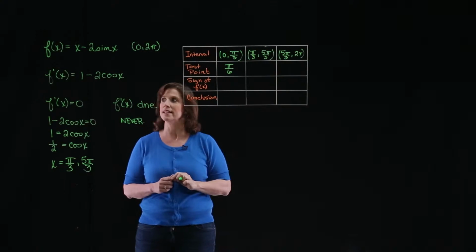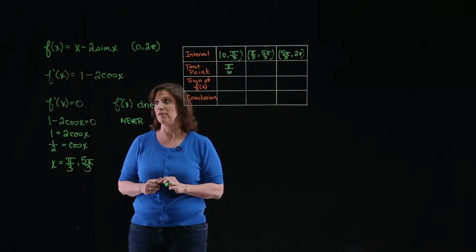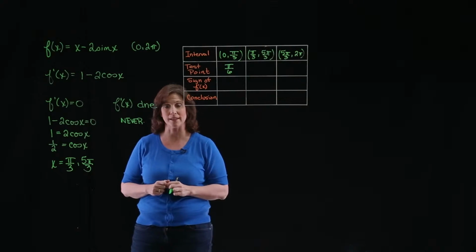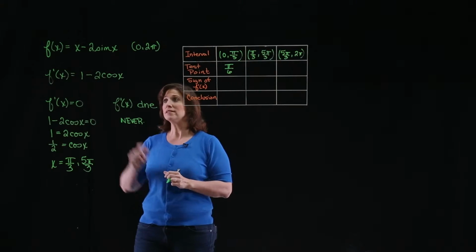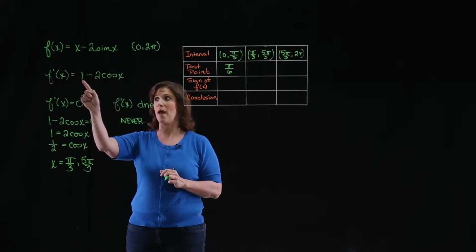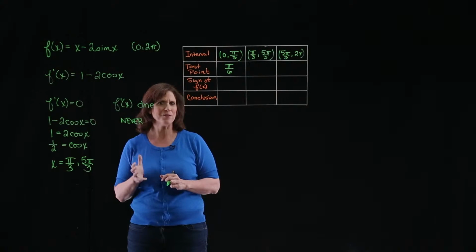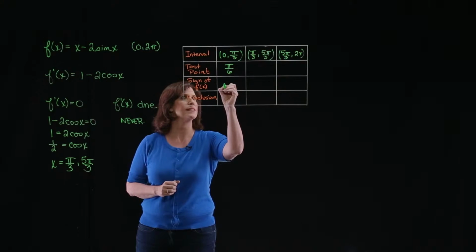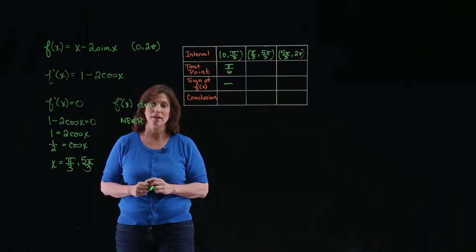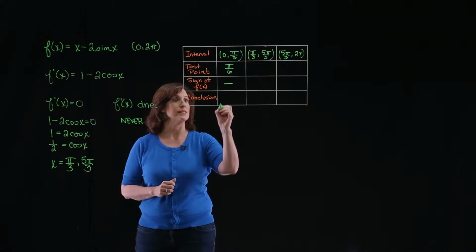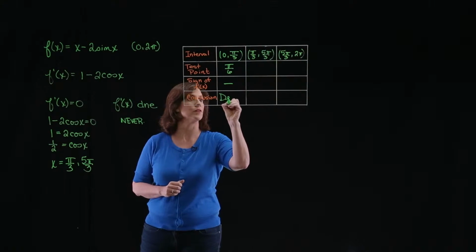I'm going to take pi over 6 and plug it into the derivative. So this will be 1 minus 2 times the cosine of pi over 6. The cosine of pi over 6 is the square root of 3 over 2. 2 times square root of 3 over 2 is just root 3. And 1 minus root 3, you don't have to do the calculation. You just have to recognize that that's a negative number. So the sign is negative. My conclusion then is that my function will be decreasing on this interval.